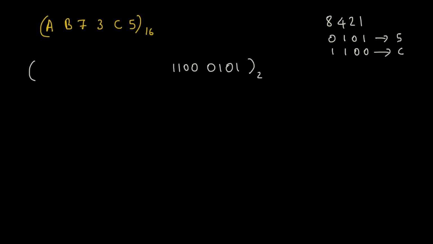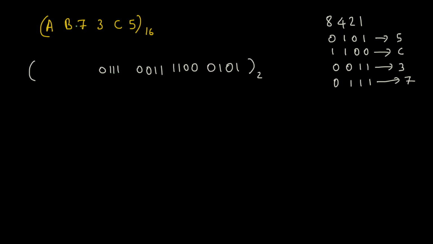And then 3. For 3 we need a 2 and a 1, the others are 0. So 0011 is equivalent to 3, and I put that one over here. And then for 7 we need a 4, a 2 and a 1, and the 8 is 0. So this is 0111, which is equivalent to 7, and I put that one over here.